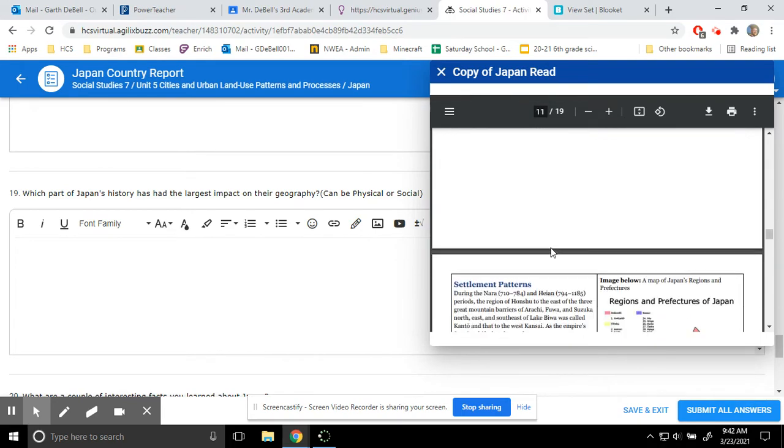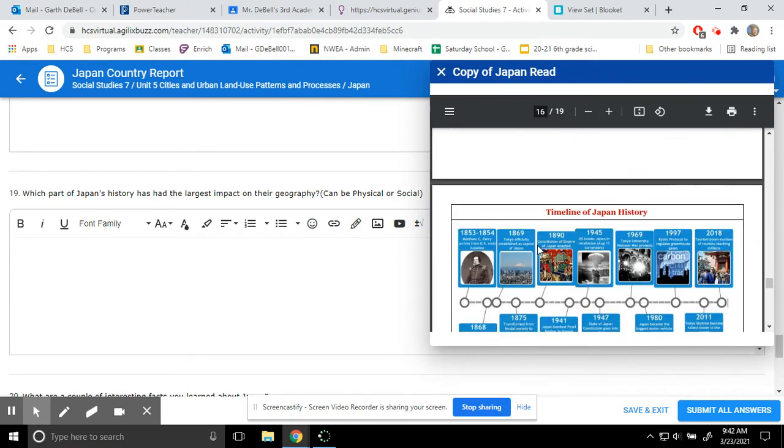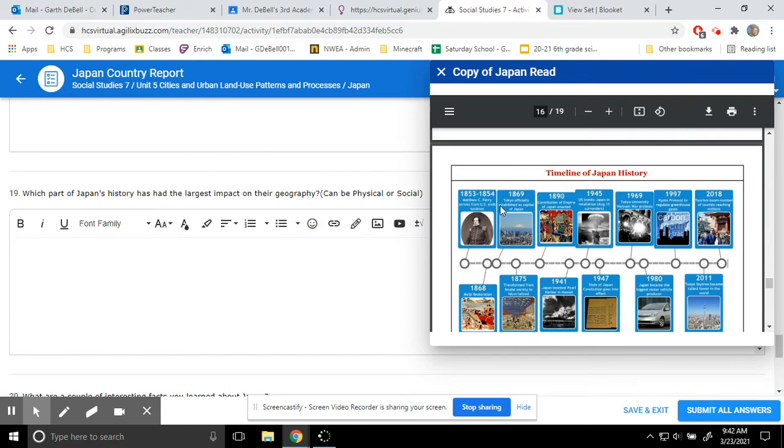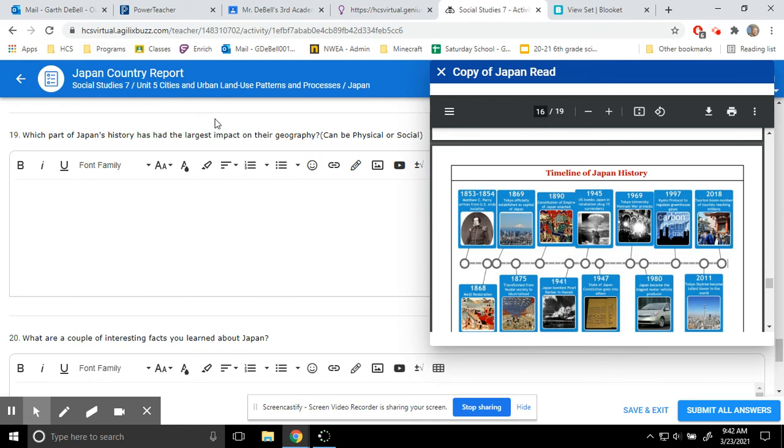Japan's history, if you come all the way down here, you have the different things that happened in the history of Japan. Find the one that you think had the largest impact on their geography, whether that's physical geography, if there was like a giant earthquake, or if it was a social change, if there was an invasion or something of that nature that had a big change on the society of Japan. What was it? Hint, hint. I'd probably guess World War II.